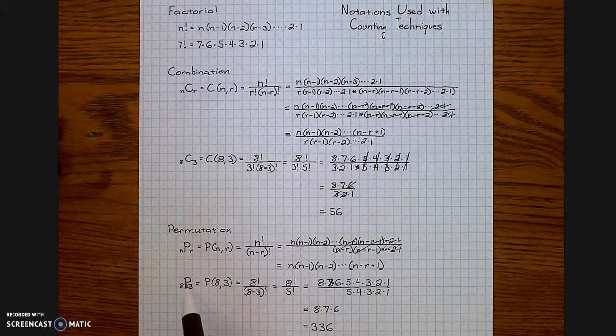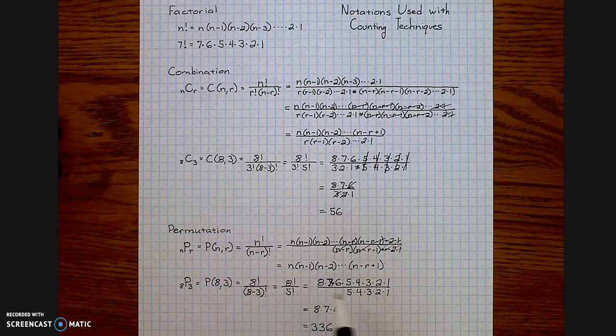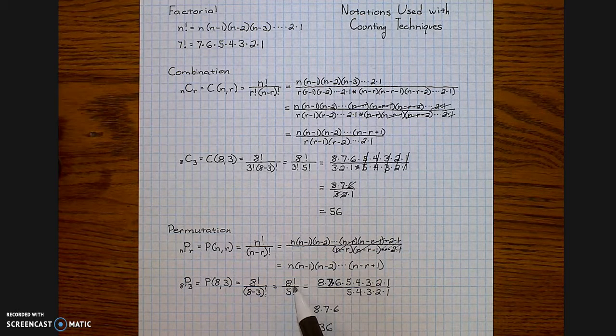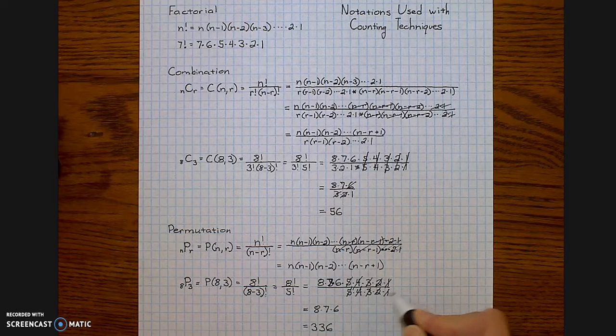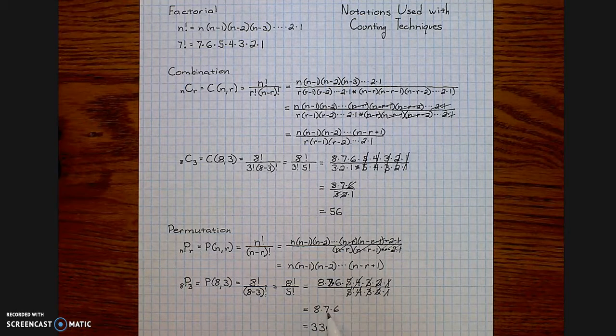Coming to an example, I'm using the 8 and 3 still. We're doing the permutation of 8 things taken 3 at a time. So using the formula, I have 8 factorial over n minus r factorial, which is 8 minus 3 factorial. And that simplifies to be 8 factorial in the numerator, 5 factorial in the denominator, and then written out longhand, you'll see the common factors of 5, 4, 3, 2, and 1 reducing out, leaving us with 8 times 7 times 6, which is 336.